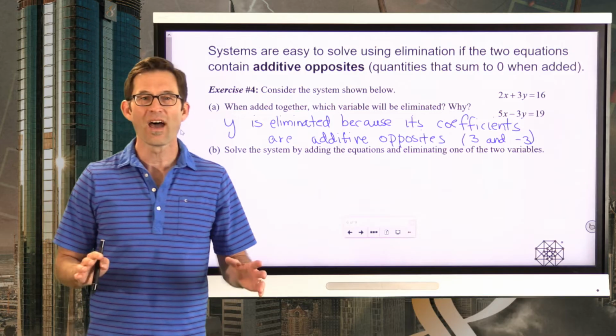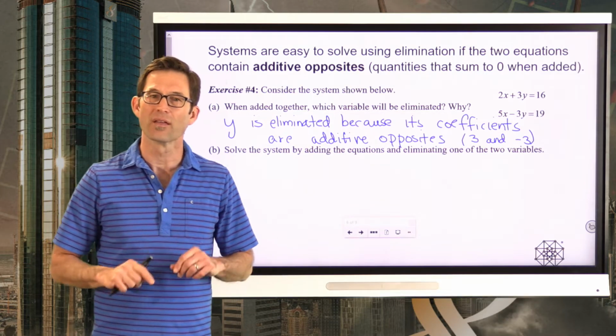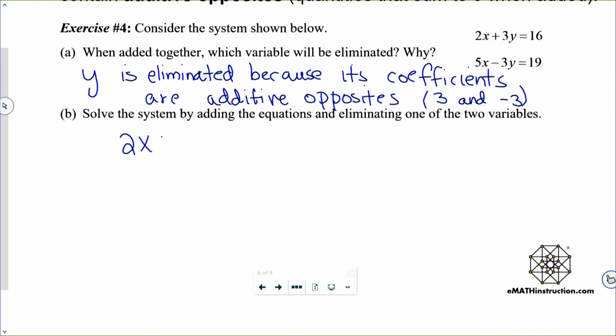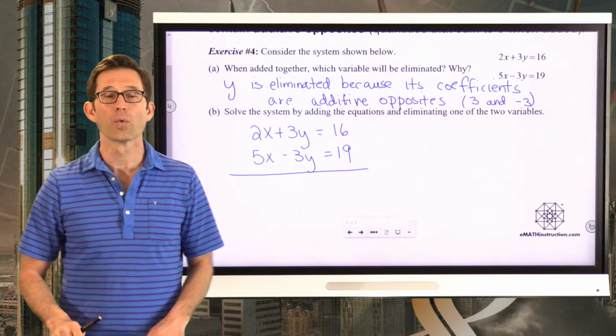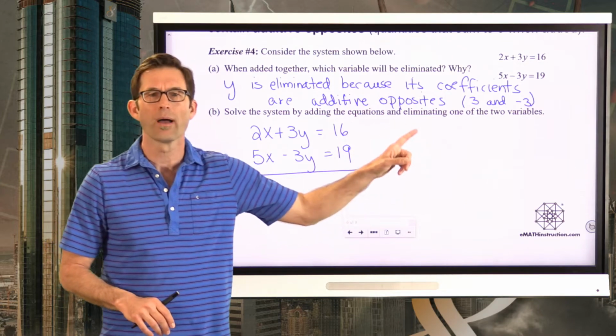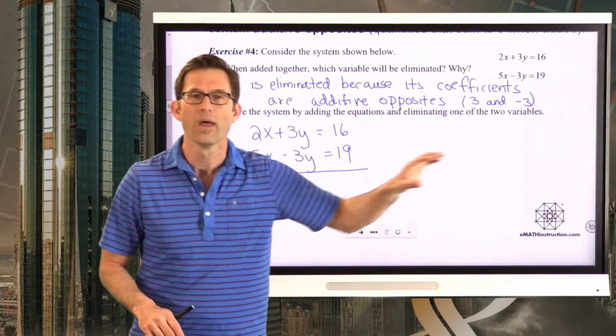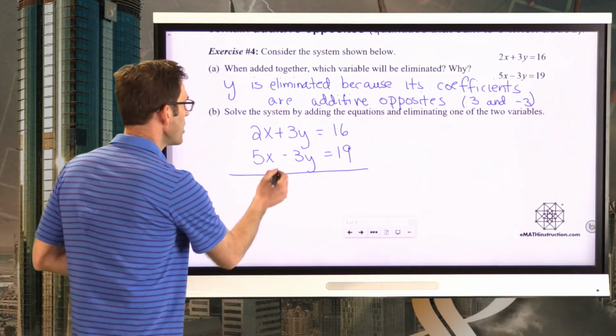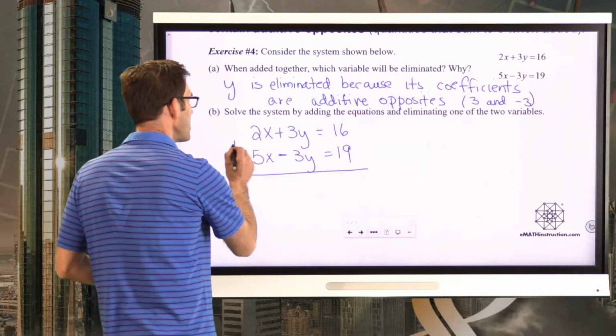Okay, so now let's solve the system by eliminating one of the two variables. Let me just rewrite the system here. 2x plus 3y is equal to 16, and 5x minus 3y is equal to 19. Now, I know that in the last problem, when we added the two equations together, we literally wrote down 2x plus 3y plus 5x minus 3y equals. Most of the time, people won't do that. They will literally just kind of add like this.